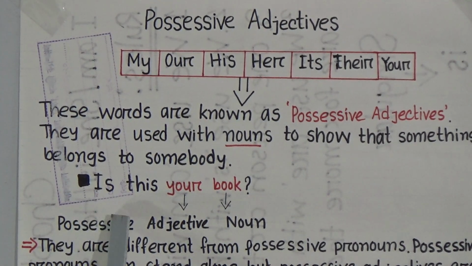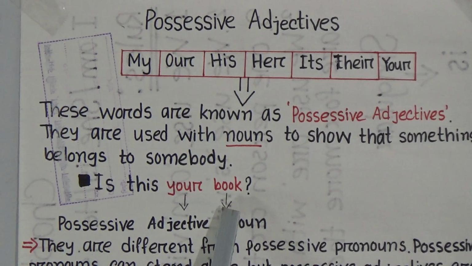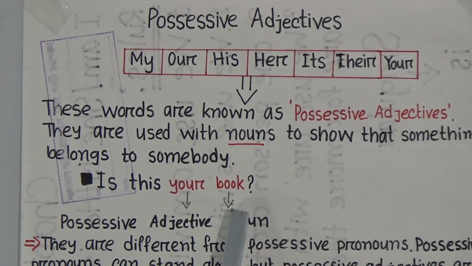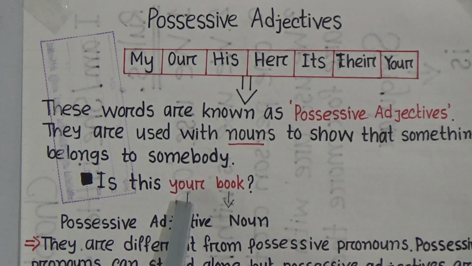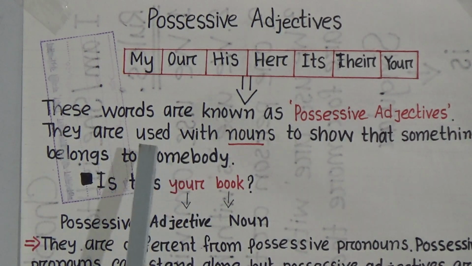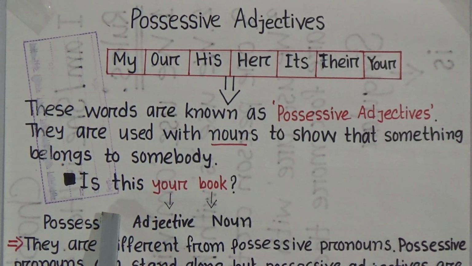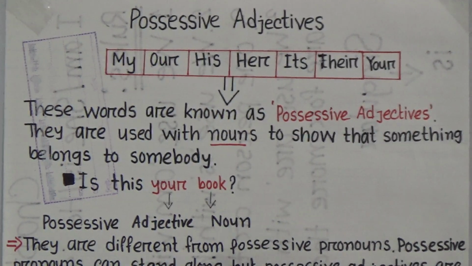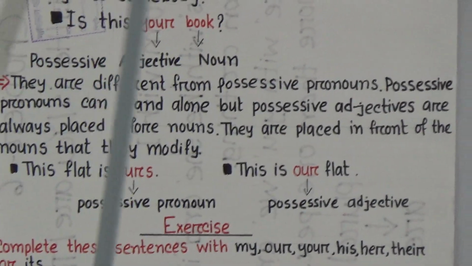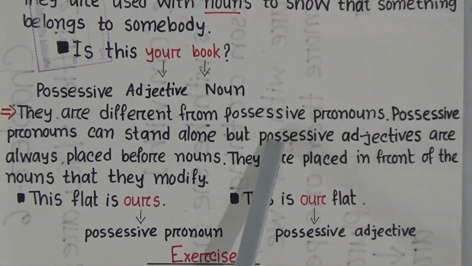For example, is this your book? I am repeating, is this your book? Look, I have identified the word book. It is a noun, and before the noun the word your is a possessive adjective. As we said, possessive adjectives are used with nouns. So if I ask you, whose book is it? It is your book. We find the answer. They are different from possessive pronouns. It means possessive adjectives are different from possessive pronouns.